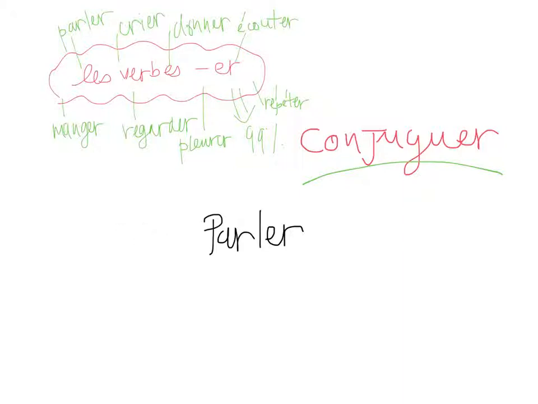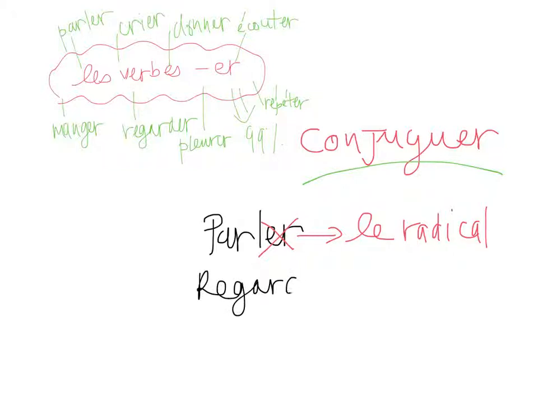First of all, I'm going to remove that thing at the end. See? This is called le radical, or radical, the root. I have to get rid of the ER. I can do the same for regarder. All the ER verbs, when you want to use them, we are going to get rid of that thing right at the end. The E and the R. We get rid of le radical. And then we need to add some endings. So let me show you what it looks like.